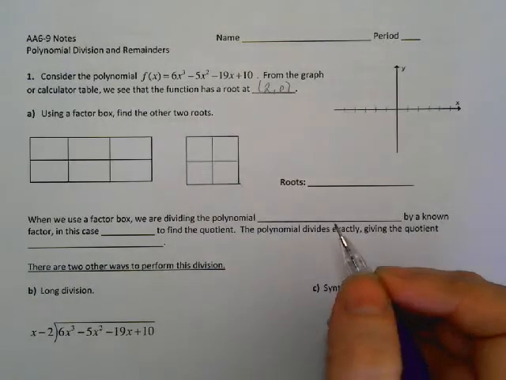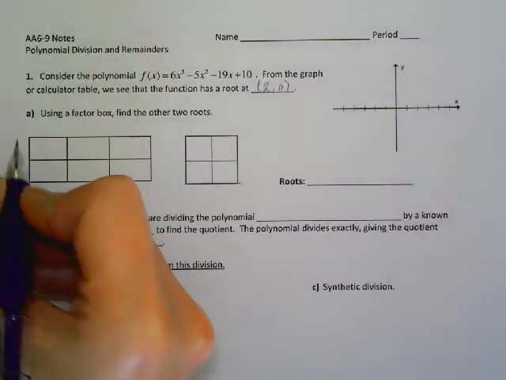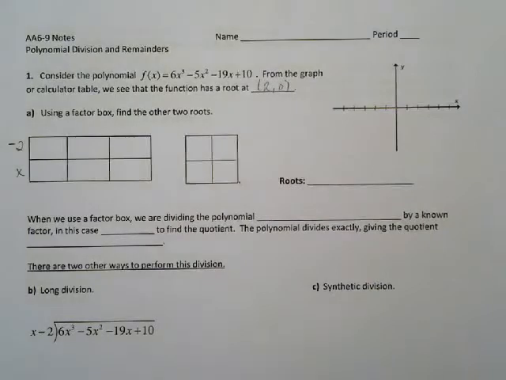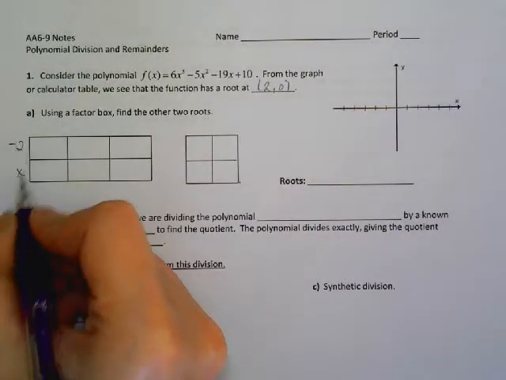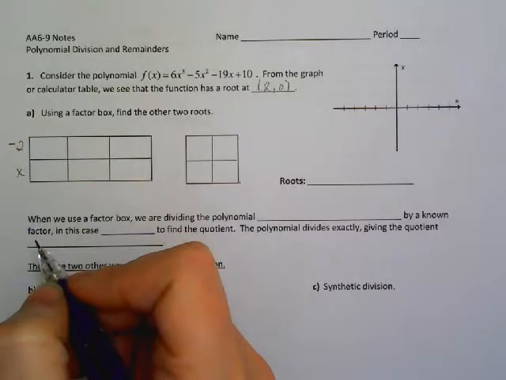x minus 2. So using the boxes, this is one way we know to factor. Using the boxes, we're going to put our factor x minus 2.